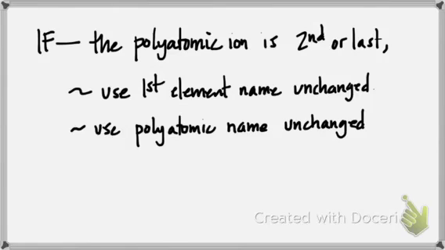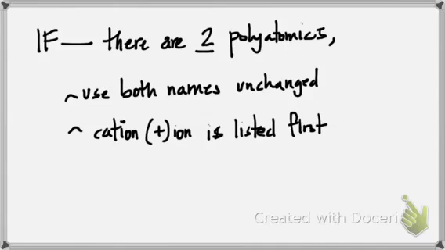If the polyatomic ion is second or last, or is what's known as the anion, then the rules are use the first element name unchanged, and then you use your polyatomic name unchanged. So again, the first element you're normally never going to change with ionic naming, and the polyatomic name you never change. The third scenario for polyatomic ions is if there are two polyatomics. And if there are two polyatomics, you're going to use both names unchanged. The thing that you need to remember is that the cation, or the positive ion, is going to be listed first. So let's take a look at some examples.